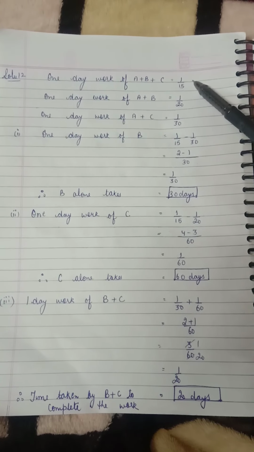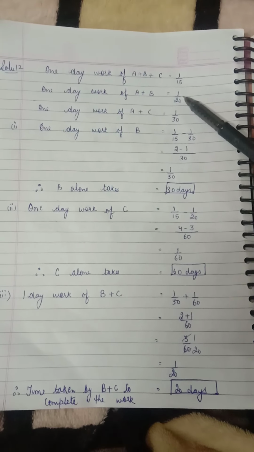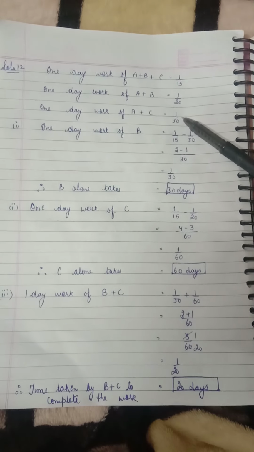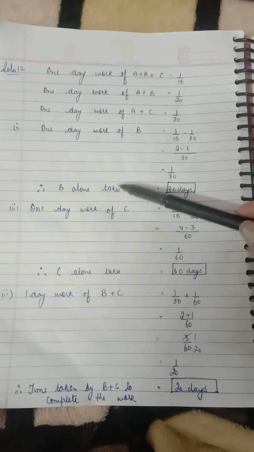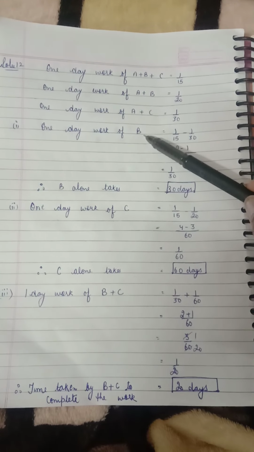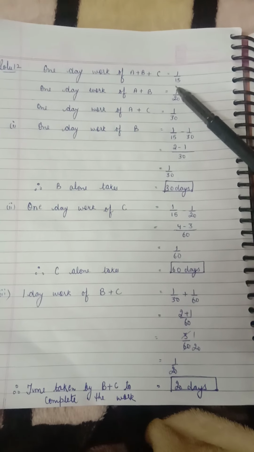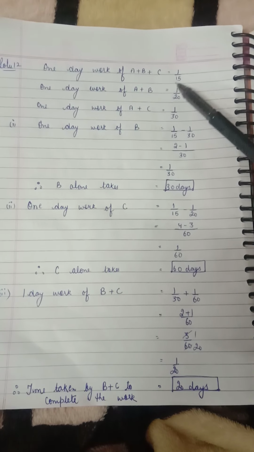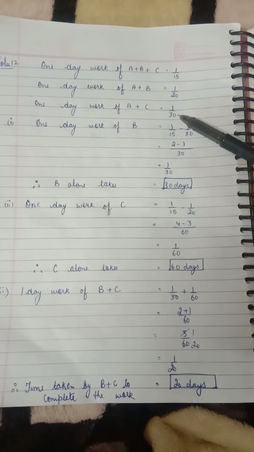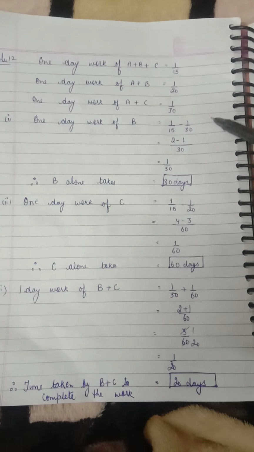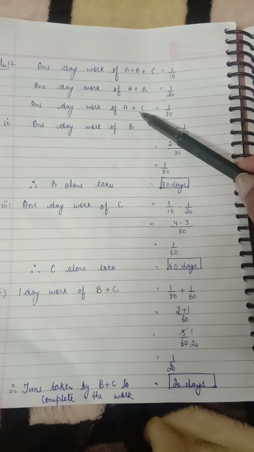So 1 day work of A plus B plus C will be 1 by 15. 1 day work of A plus B will be 1 by 20. And 1 day work of A plus C will be 1 by 30. According to part 1, you have to find the time taken by B. So 1 day work of B will be from the total of A plus B plus C, if you subtract the work of A and C. So 1 by 15 minus 1 day work of A and C, because here B is not there. So A plus B plus C, you subtract A and C, you will get B.